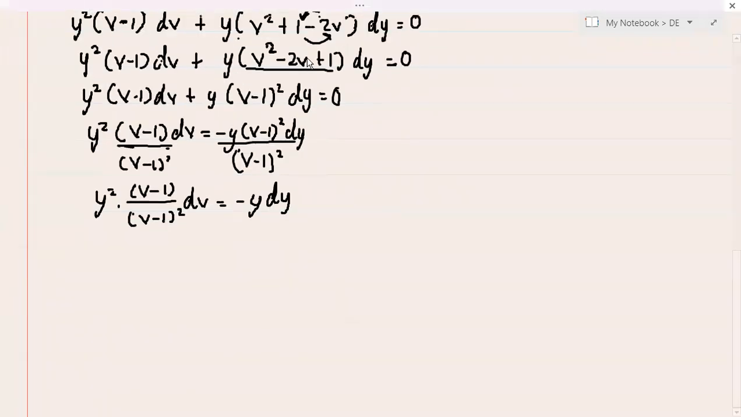Now, what are we going to do next? Now, let's simplify this. When we simplify v minus 1 all over the square of v minus 1, the numerator becomes just 1, and the denominator's exponent of v minus 1 is reduced by 1. So therefore, it becomes y squared times 1 all over v minus 1. It's just like this: x all over x squared. This x will cancel, becoming 1, and the exponent of x in the denominator is reduced by one, so it becomes just 1.